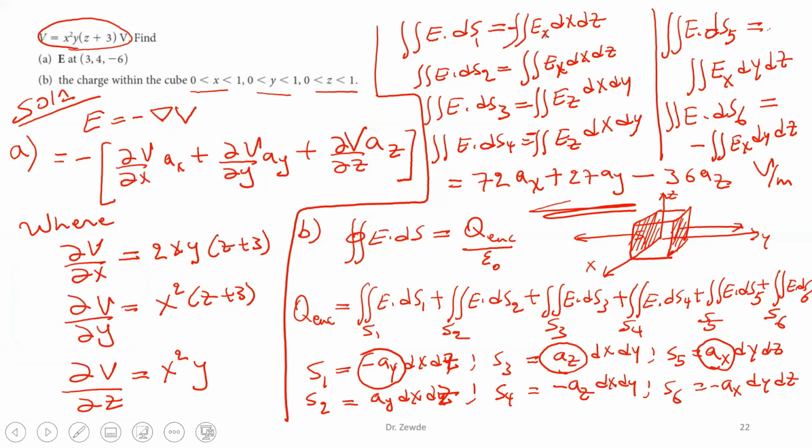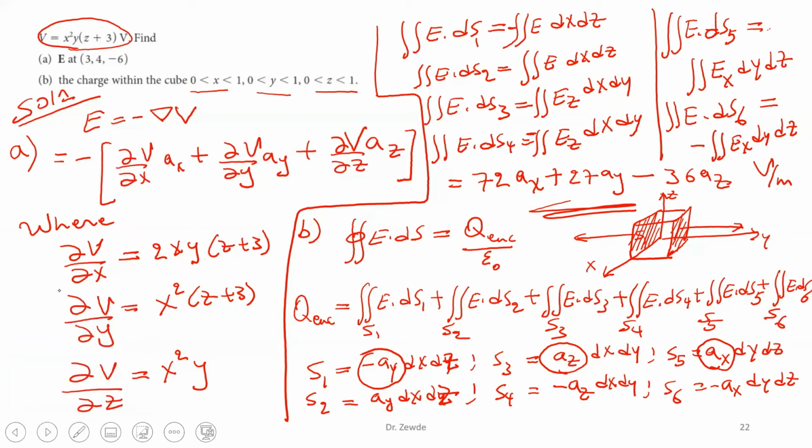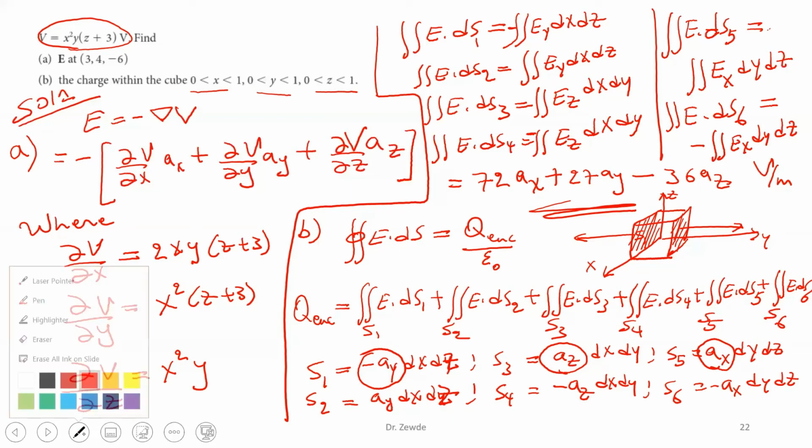So there's a typo here. Let me just update that. There's a typo here because S1 and S2 are along the y-axis. So we should have EY instead of EX. So you have the expression for EX, EY, and EZ. Plug those values and integrate to get the final answer.